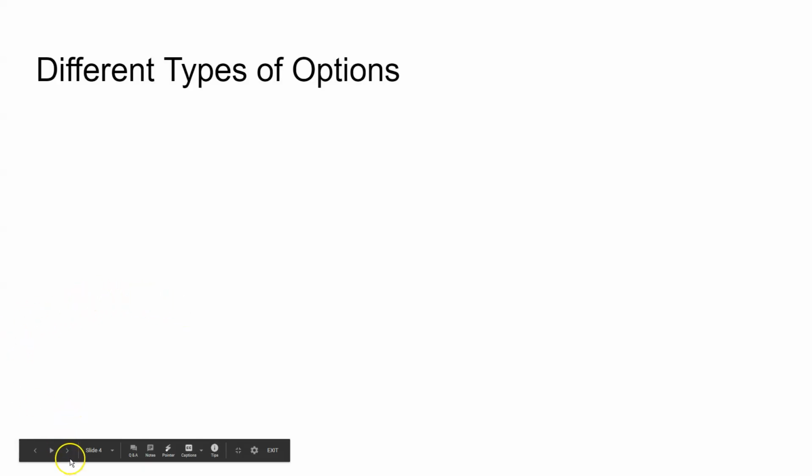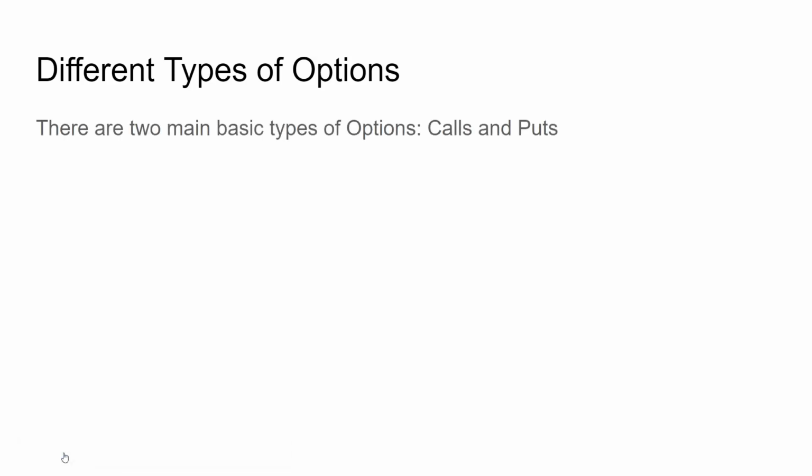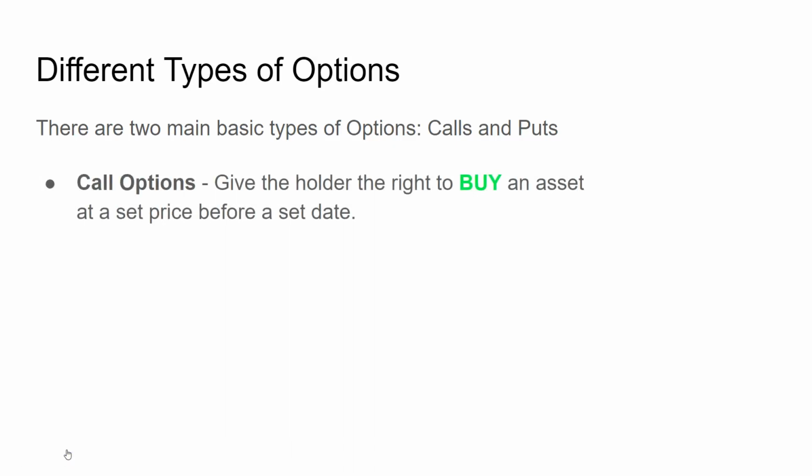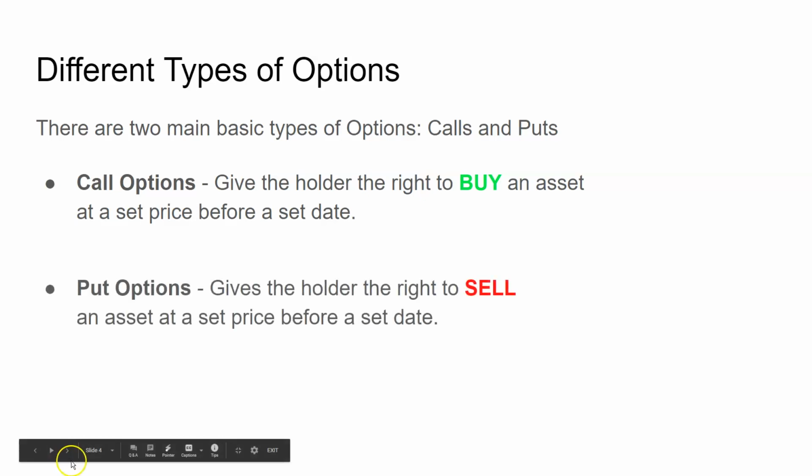Next, we're going to go over the different types of options. And since these are the basics, we're going to go over only two main options, and those are calls and puts. A call option gives the holder the right to buy an asset at the strike price before the expiration date. And a put option gives the holder the right to sell an asset at the strike price before the expiration date.